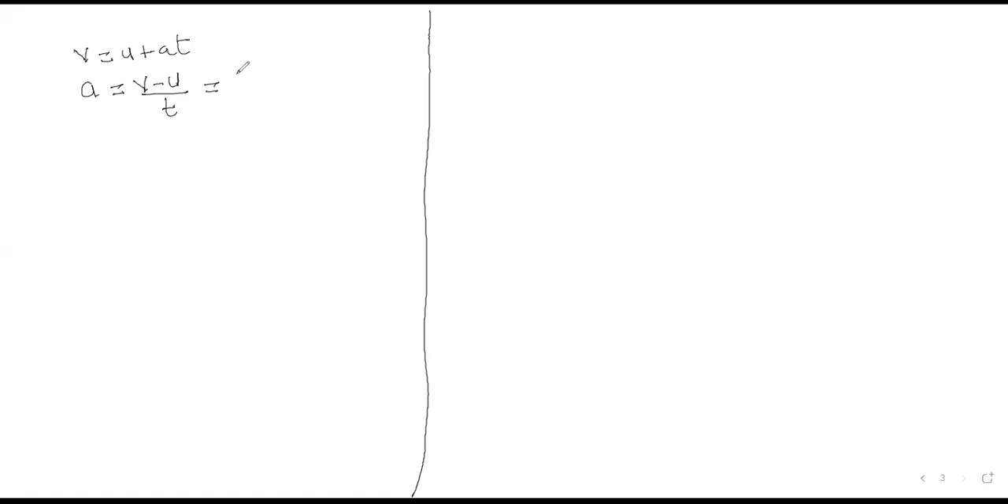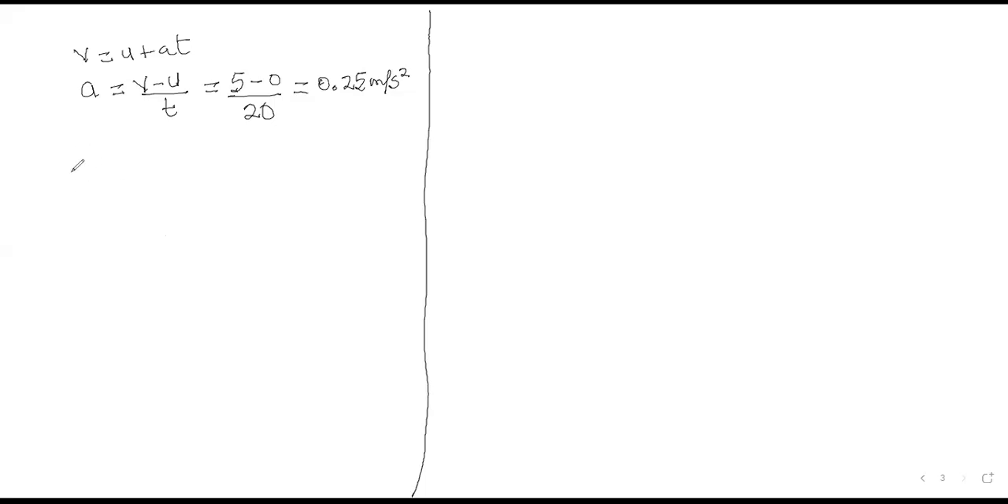What is V? V is 5. What is U? 0. Divided by 20. And we are still having 0.25 meters per second squared. Yes. So we can also use the equation, but usually this question restricts us to using the graph. Then we are to calculate the total distance.